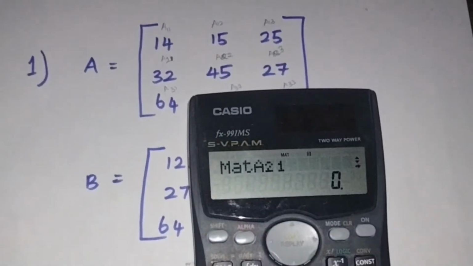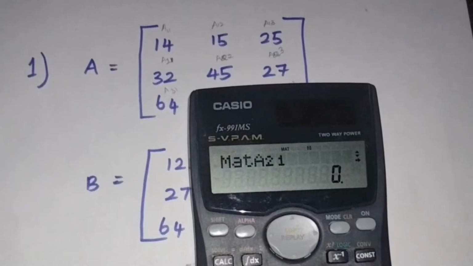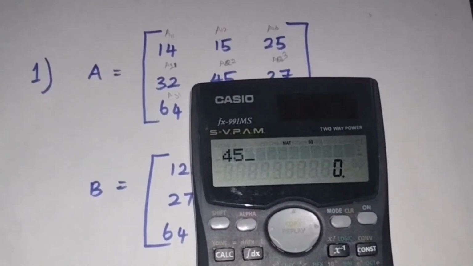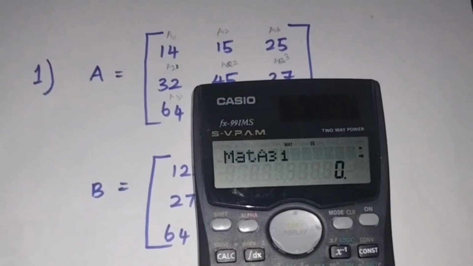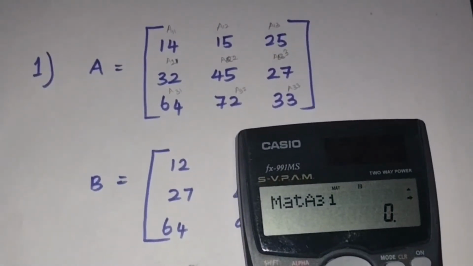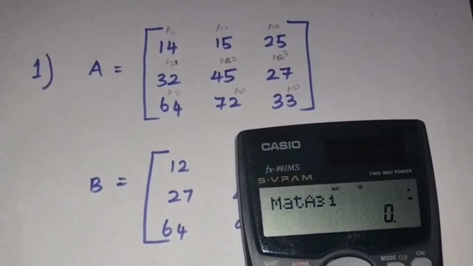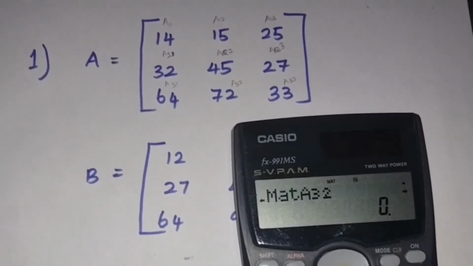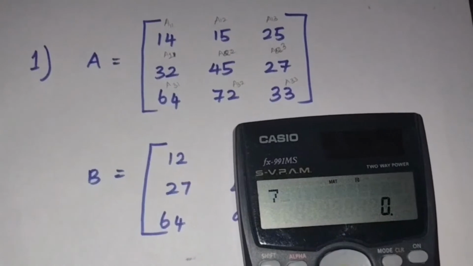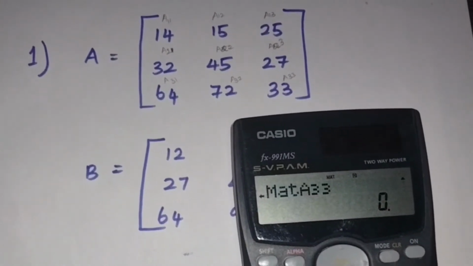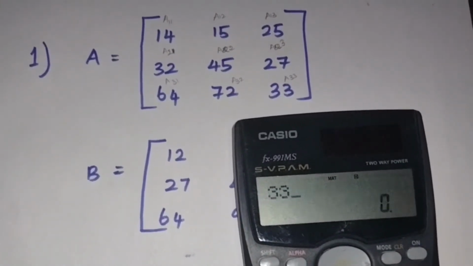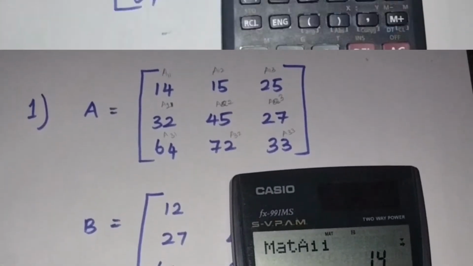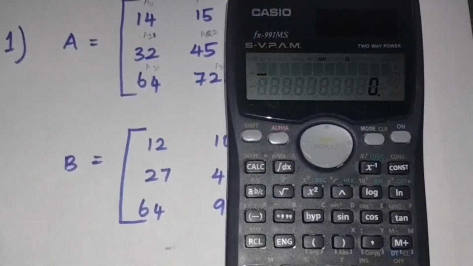Then for 2 1, we have the value 32, so you just enter 32. After that 45 and 27. Then here we have A31, the A31 value is 64, equal to, the A32 value is 72. After that the A33 value is 33. So you enter the values of the A matrix, okay? So here we complete the matrix A.